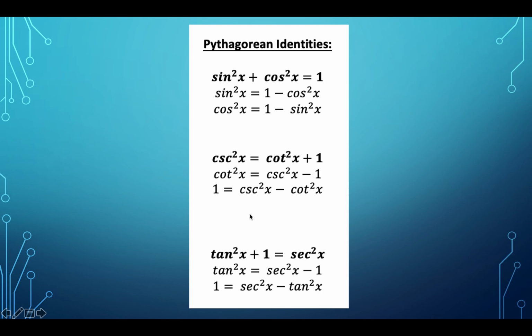And the last identity, tan squared x plus 1 is equal to secant squared x. So another way you'll see it is tan squared x is equal to secant squared x minus 1. How did I get that? Subtracted 1 on both sides. And the other way you'll see it is 1 is equal to secant squared x minus tan squared x. How did I get that? Subtracted tan squared x from both sides. Now we're actually going to go ahead and do some problems.